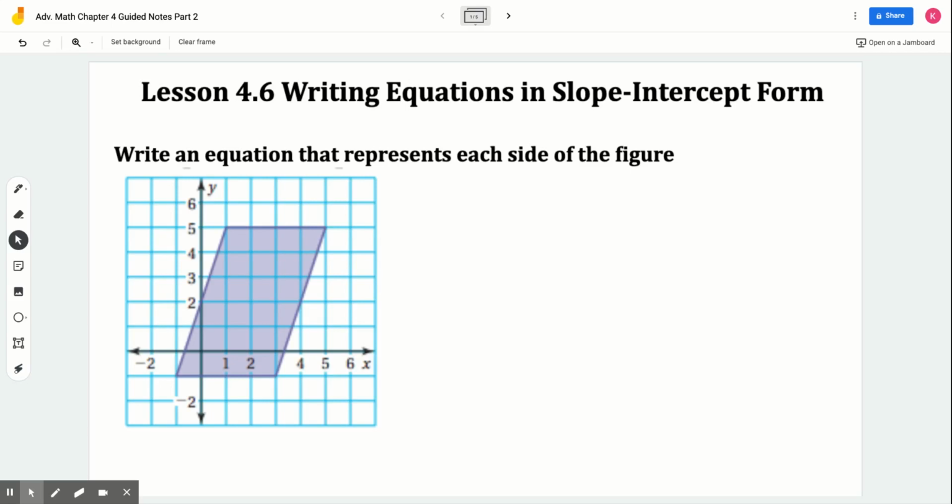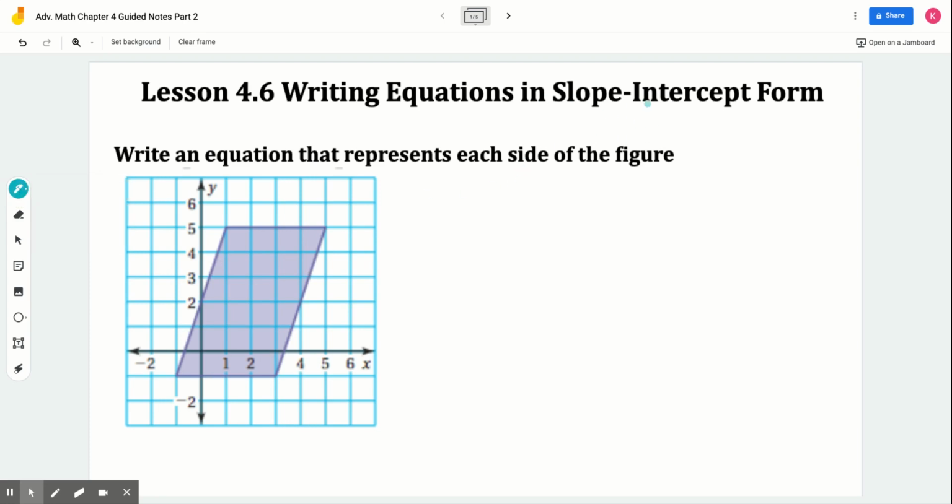Today we'll be talking about lesson 4.6 on writing equations in slope-intercept form. So here you see: write an equation that represents each side of the figure. This figure has four sides, so we're going to need to be writing four separate equations.